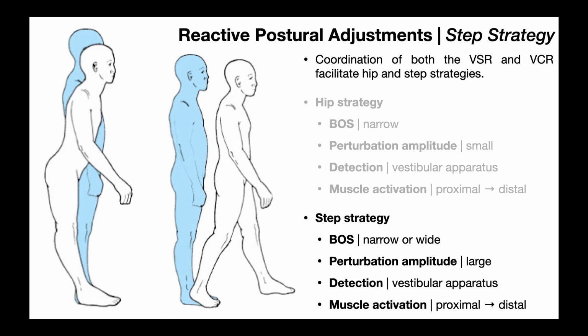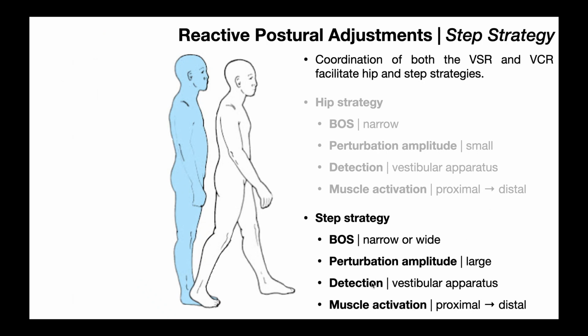Okay? Now, in order to properly elicit a hip strategy, the base of support should be narrow. We hit that to death in the previous video. Also, very important here, the amplitude of the perturbation needs to be small. If the perturbation is too large, a hip strategy and also an ankle strategy will be insufficient to maintain balance. And so the person's going to have to rely on something else, like a step strategy. Hold that in mind. And then the detection of the center of gravity shift is through the vestibular apparatus, and the muscle activation follows a proximal to distal pattern. So with a step strategy, the detection and muscle activation patterns are the same.